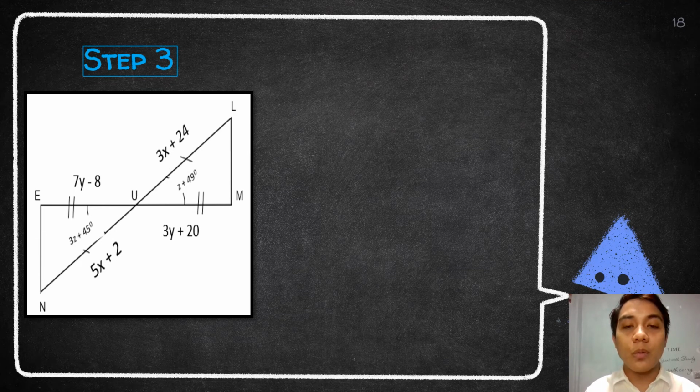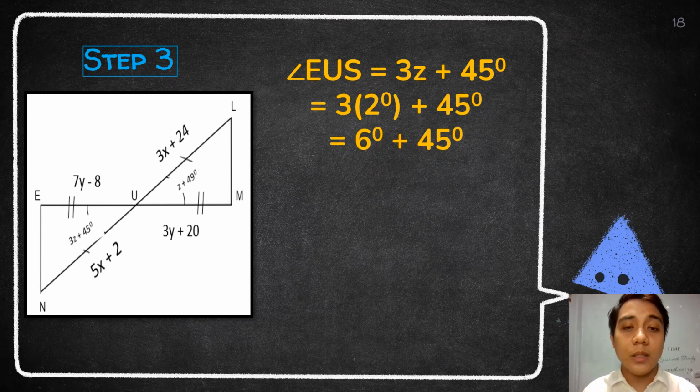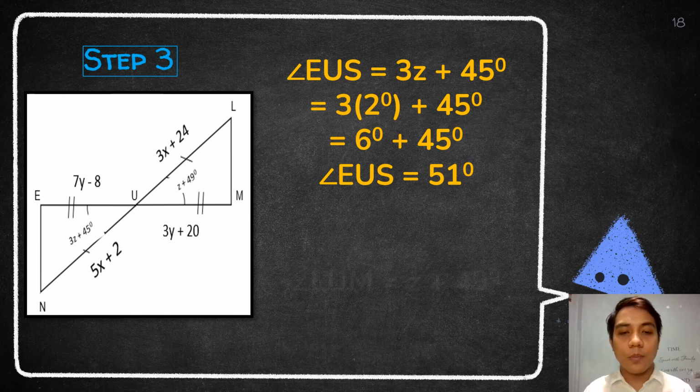Let's now compute for the remaining parts. Angle EUS, which is equal to 3z plus 45 degrees based on the figure. The computed value of z is 2 degrees. Substitute this value, so we will have 3 times 2 degrees plus 45 degrees. 3 times 2 degrees is 6 degrees plus 45 degrees. Simplifying these two numbers, we will have the value for angle EUS is equal to 51 degrees.